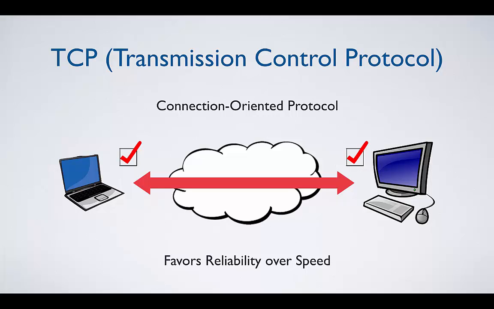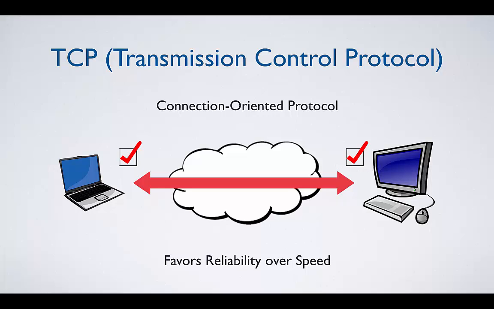Of the two main transport layer protocols we're going to look at, TCP and UDP, TCP is definitely the one that favors reliability over speed. TCP is going to make sure that you get your documents, your downloads, your pictures, your web pages. TCP is going to make sure that all of these arrive intact. TCP provides reliable, ordered, and error-checked delivery of your packets.